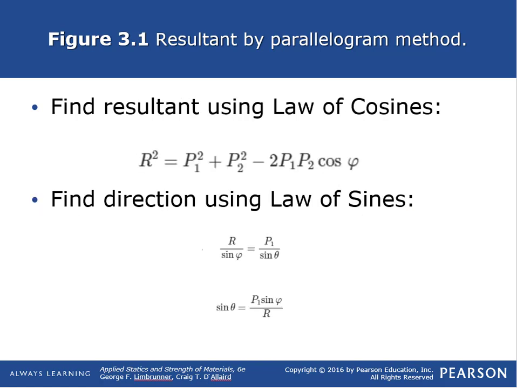So how are we going to find the resultant? We're going to use the law of cosines, where the resultant squared equals P1 squared plus P2 squared minus 2 times P1 times P2 times the cosine of phi. And then we're going to find the direction using the law of sines.